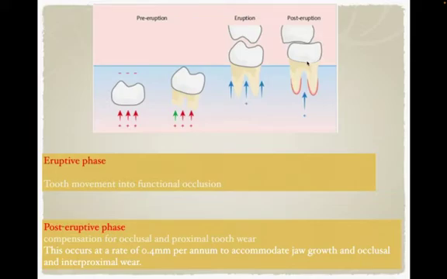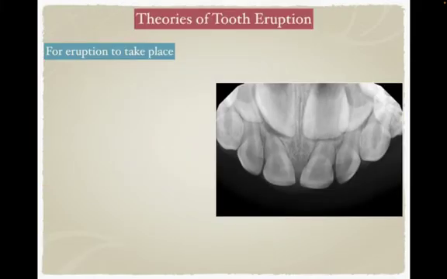So if you think about it, if you have a patient with bruxism, they will have wearing of the cusps. Then if the teeth do not erupt, you will have a posterior open bite. But what happens is the teeth will erupt until they meet. We call this the post-eruptive phase.